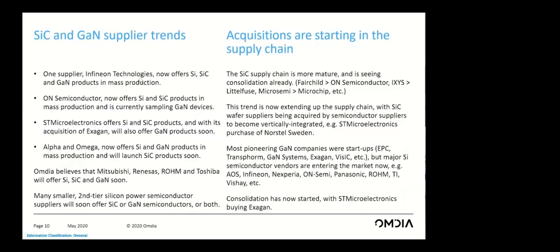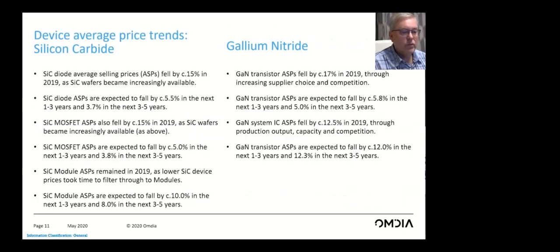The key trend is the increasing presence of major silicon power semiconductor companies getting involved with wide bandgap materials. And as the market matures, supplier consolidation increases. After 2 years of constrained supply of SiC wafers, 2019 saw better availability, so device average sales prices fell faster than in 2018. As the GaN market becomes established, competition between suppliers and increased production capacity are driving average prices down.